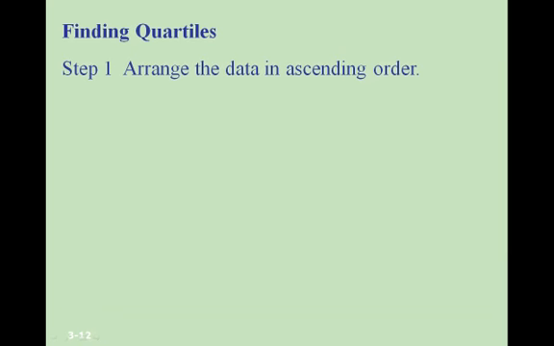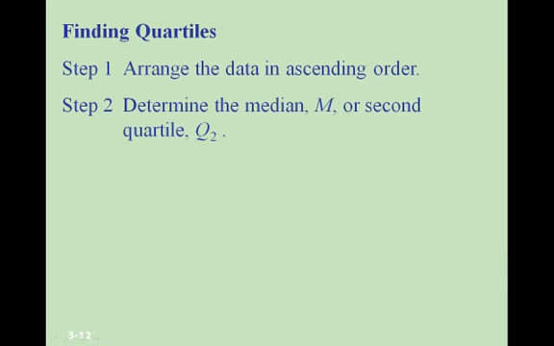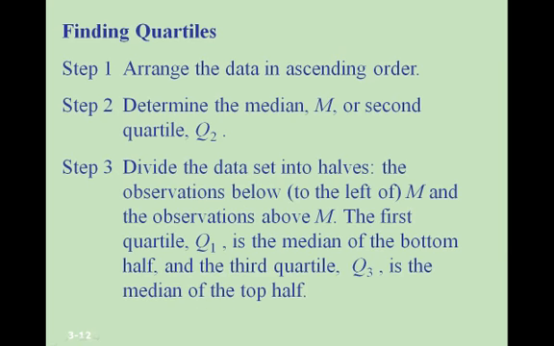So now let's look at how to find quartiles. Step 1 is to arrange the data in ascending order. Step 2, we want to determine the median, or the second quartile, Q sub 2. Then step 3, we'll divide the data set into halves, the observations below or to the left of the median, and the observations above the median. The first quartile, Q sub 1, will be the median of the bottom half, and the third quartile, Q sub 3, is the median of the top half.